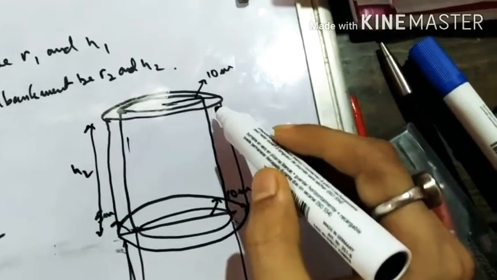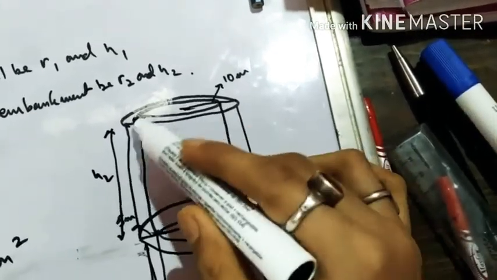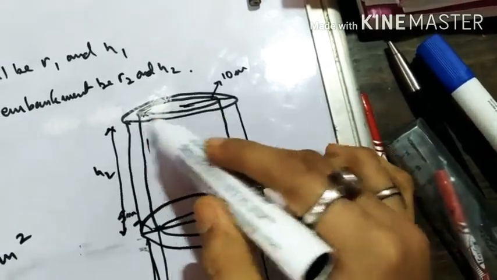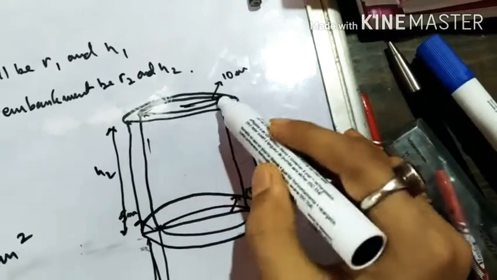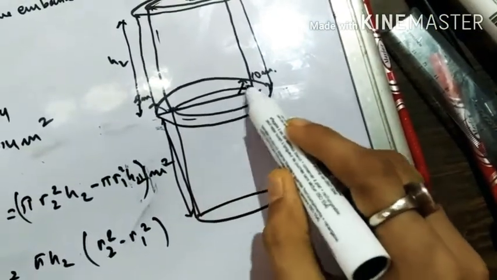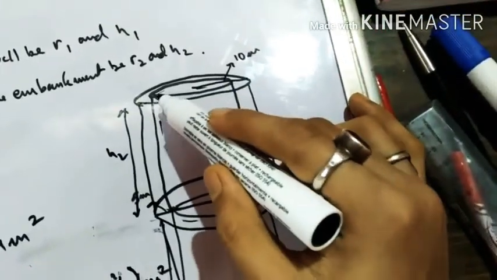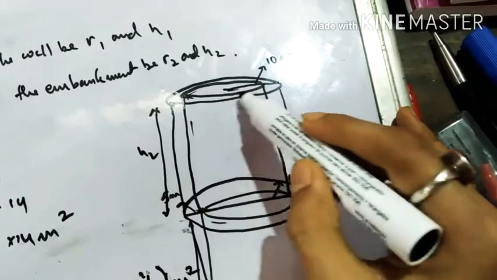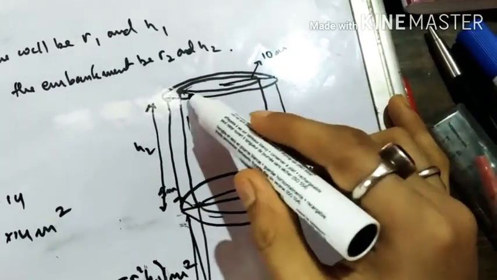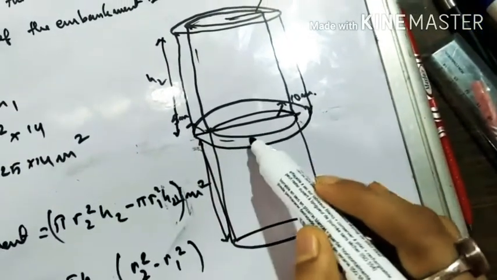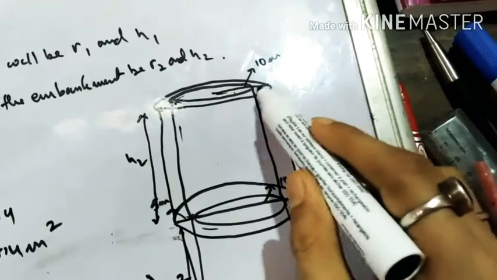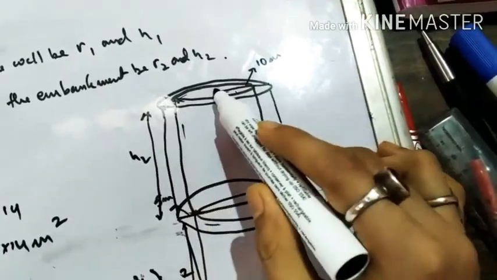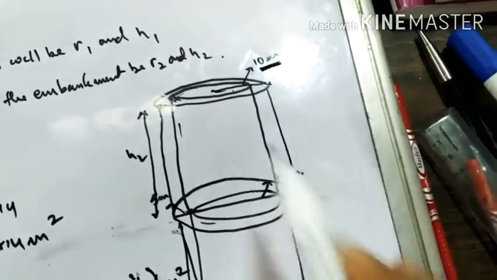And then minus pi R1 square. The radius of the inside cylinder and the radius of the well will be the same only. This embankment looks like a cylinder, so the radius of the inside cylinder will be the same as the radius of the well, which is 5 meter. But again, this embankment is 5 meter in width, so therefore the radius of the outside cylinder will be 5 plus 5, that is 10 meter.